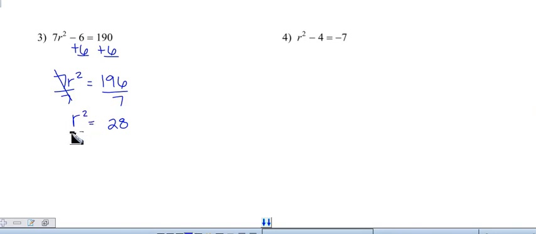Since I want r and not r squared, I will take the square root of both sides, and I'm going to add a plus or minus sign on this answer side. So I've got r equals plus or minus the square root of 28. 28 is not a perfect square, like the previous problems. So I'm going to have to use the method that we practiced, I guess, almost 2 weeks ago, where we break down our 28.